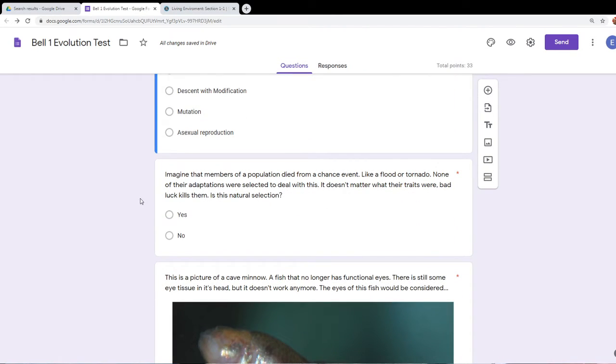Question number two. Imagine that members of a population died from a chance event, like a flood or a tornado. None of their adaptations, none of their physical traits are going to help them with this. It doesn't matter how smart, how strong, how fast they are. It doesn't matter if they can camouflage well. Whatever their traits were, it just doesn't matter. This is just pure bad luck. Yes or no question. Is this natural selection? So, if things die from just pure bad luck, has nothing to do with their adaptations, is this natural selection? Yes, it is natural selection, or no, it is not natural selection.